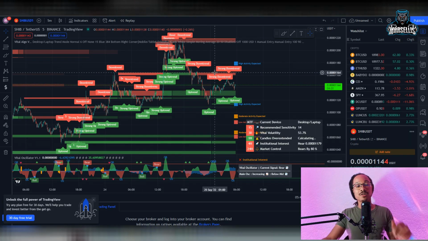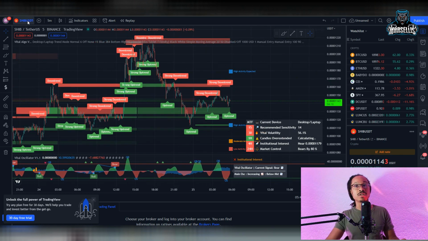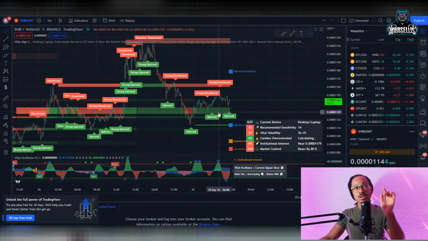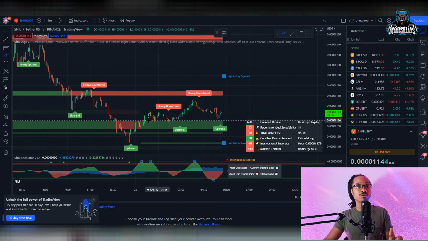So, let's talk about this. For one, this is the 5-minute chart on TradingView, and this is for the SHIB USDT trading pair for SHIB and Binance. So let's look at this. First things first, we are seeing that we are coming off of this little support area here.